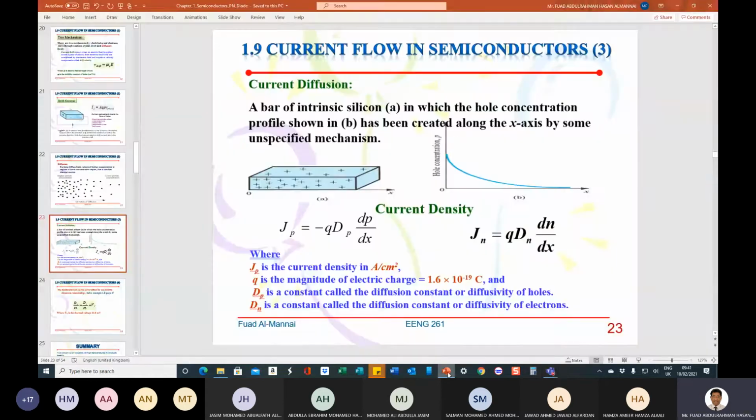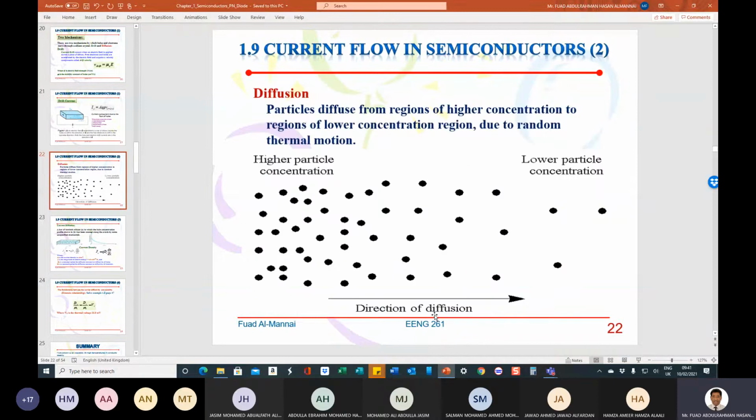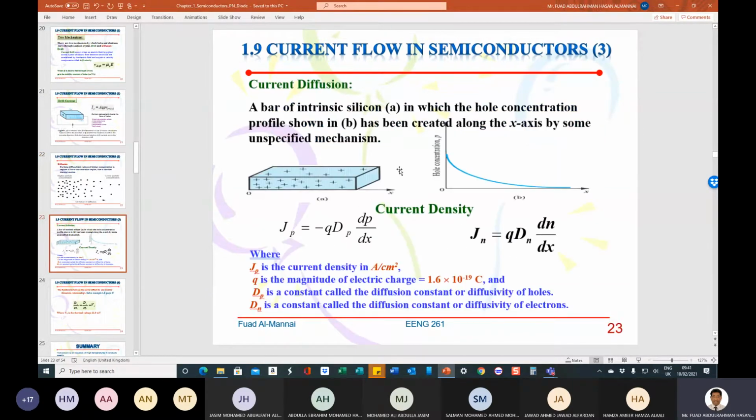Where are we? We are here. So the diffusion: as you can see, this is from higher concentration to the lower concentration, and the particles will diffuse slowly. Same thing here, you can see the hole concentration profile. And the current density due to the holes is given by Jp equal to minus q Dp dp over dx.